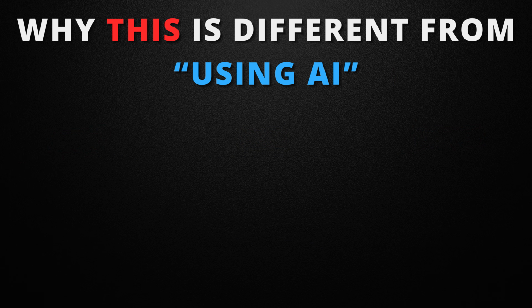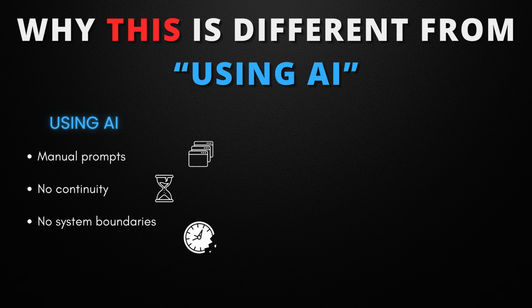If there's one core distinction I want you to walk away with, it's this. OpenClaw is not about writing better prompts. It's about building continuity. When you use AI in a traditional way, every interaction is isolated. There's no persistent state beyond the session, no guaranteed uptime, no real boundaries around what can or cannot be touched.